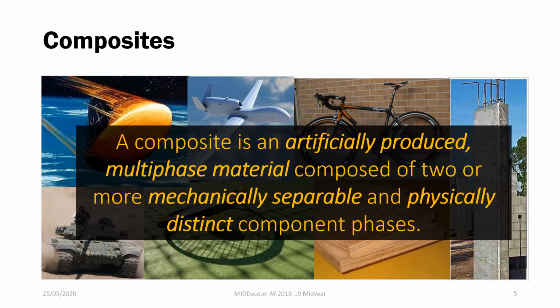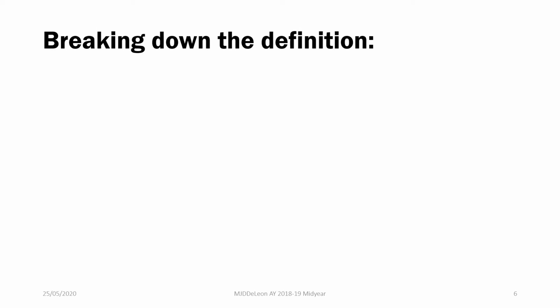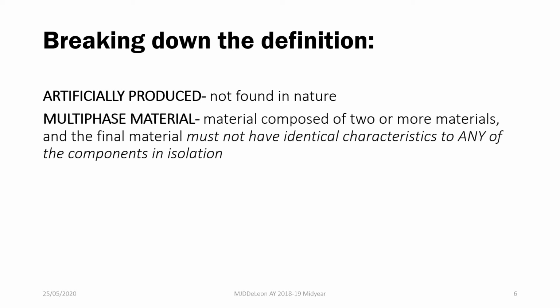Artificially produced multi-phase material composed of two or more mechanically separable and physically distinct component phases. Breaking down the definition, 1. Your material should be artificially produced for it to be considered a composite, so it is man-made, not found in nature. Second, it is a multi-phase material. It is composed of two or more different materials, and the final result by combining of these two materials must have identical characteristics to any of the components, material 1 and material 2, in isolation.